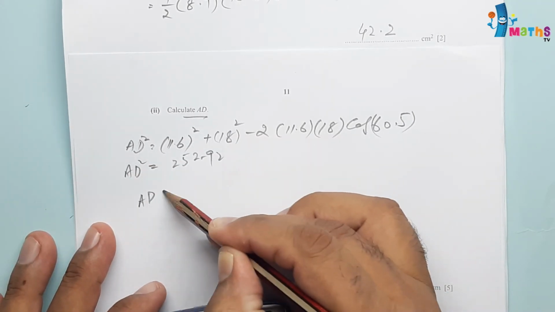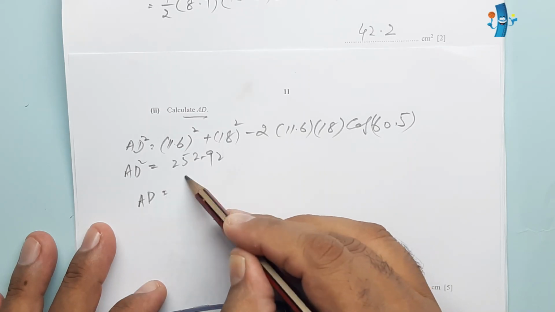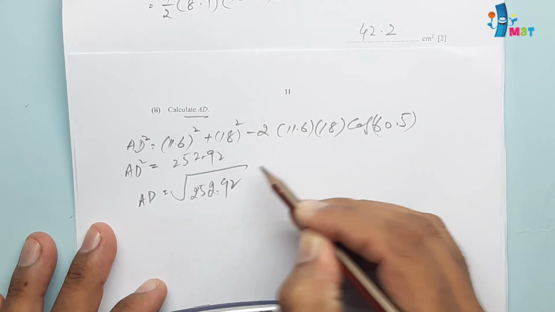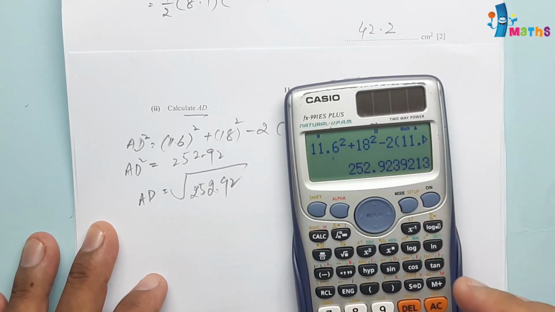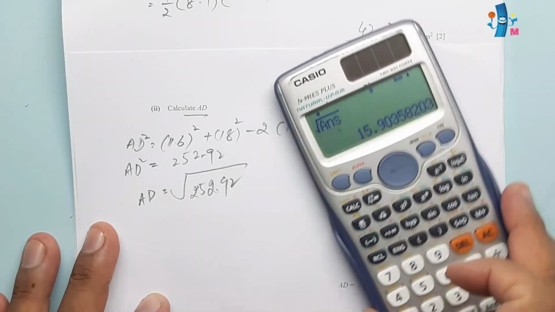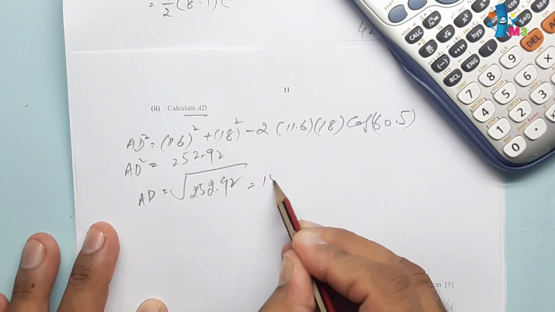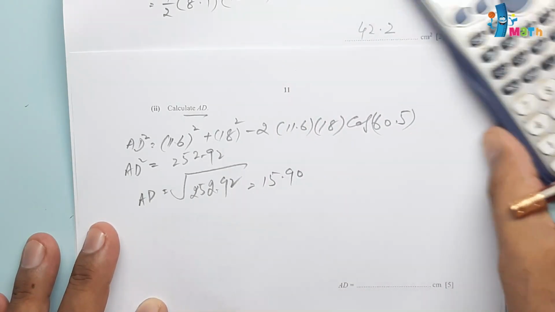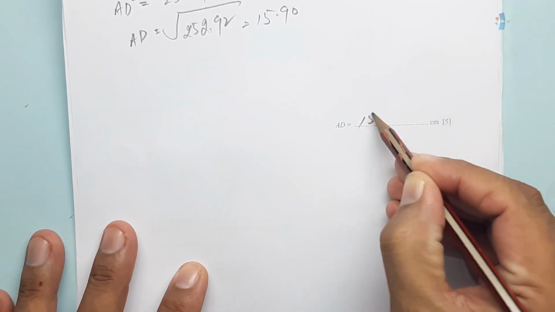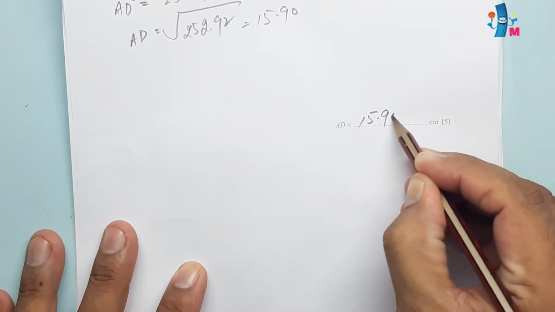To find AD, we will have to take square root of this value, square root of 252.92. So if we calculate square root of answer, this will be resulting to 15.90. So we can write this length 15.90.